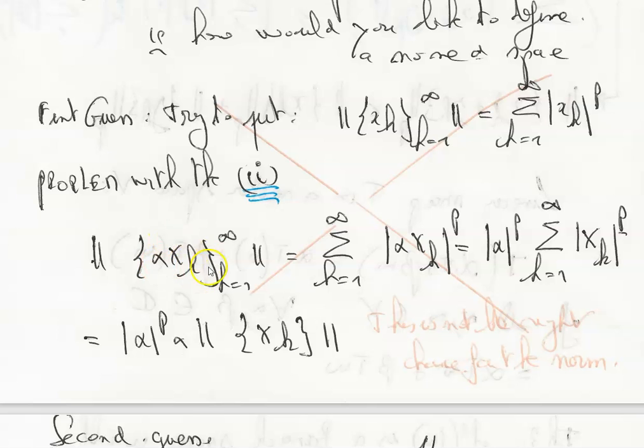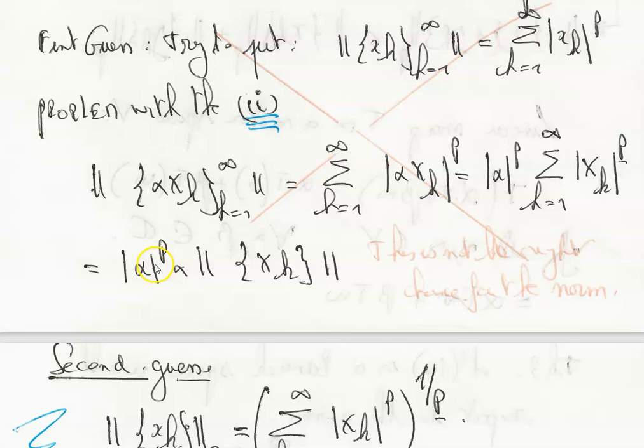If we say that the norm of the sequence alpha xk, where alpha is a scalar, real or complex, with k from 1 to infinity, could be the sum from k from 1 to infinity of the modulus of alpha xk to the power p, which could be, but it's not. We'll see, it doesn't work. We take the modulus of alpha out of the infinite sum, which gives the modulus of alpha to the power p multiplied by the sum for k from 1 to infinity of the absolute value of xk to the power p, that is, by the norm of the sequence xk. And this is not the right choice for the norm, right?